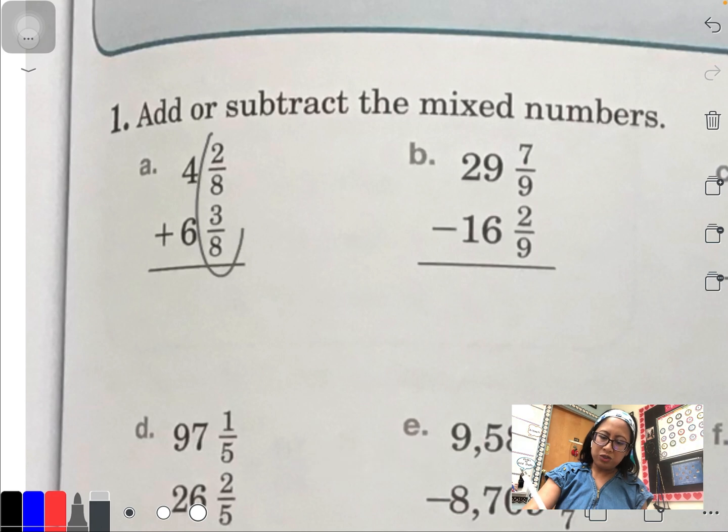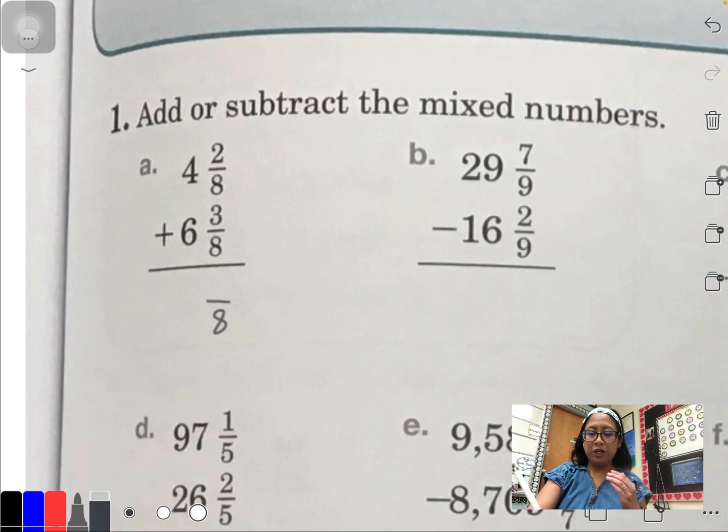So here you've got 2 eighths plus 3 eighths. Simple. The denominator stays the same, but you'll add the numerators. So 2 plus 3 is 5. All right, very good. Next, you'll add the whole numbers, okay? 4 plus 6. 4, and then I'm going to count from 6. 6, 7, 8, 9, 10. It's 10. So your new answer is 10 and 5 eighths.